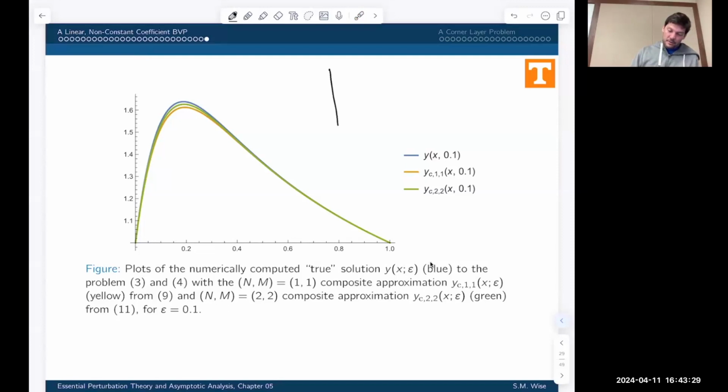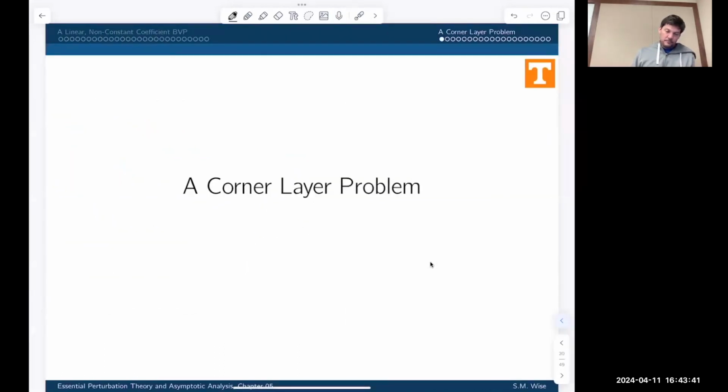So in other words, the uniform limit of this looks something like that. Okay. Let's solve another problem. Actually, this problem is cooler than the last one.